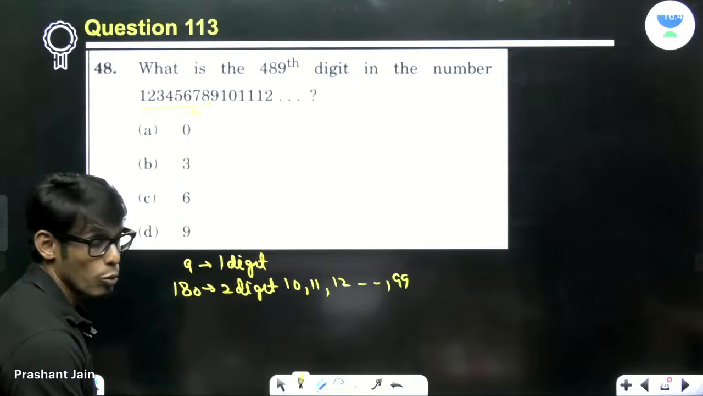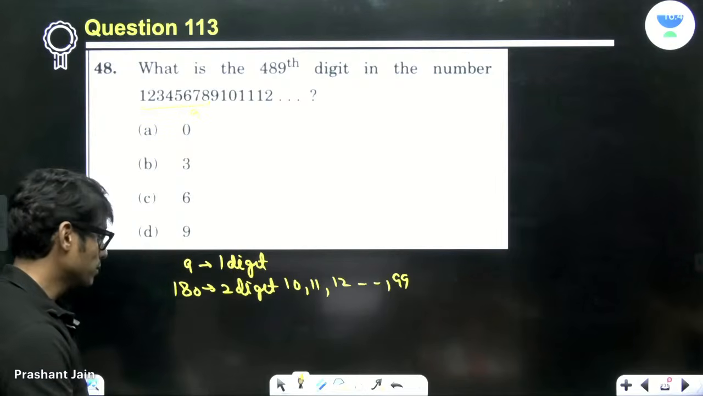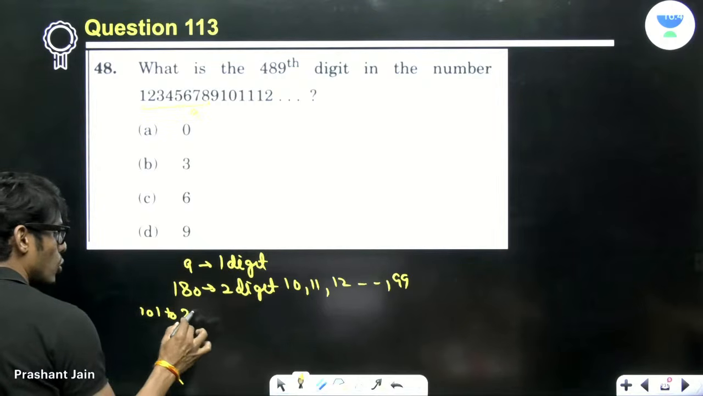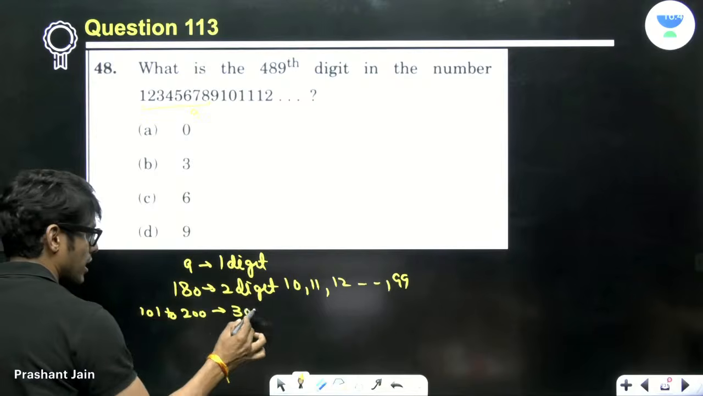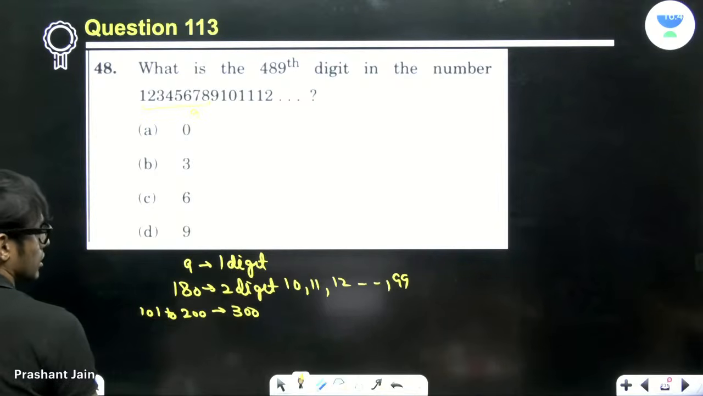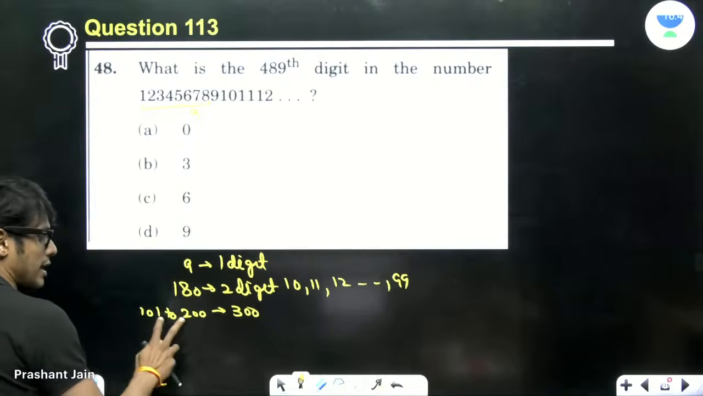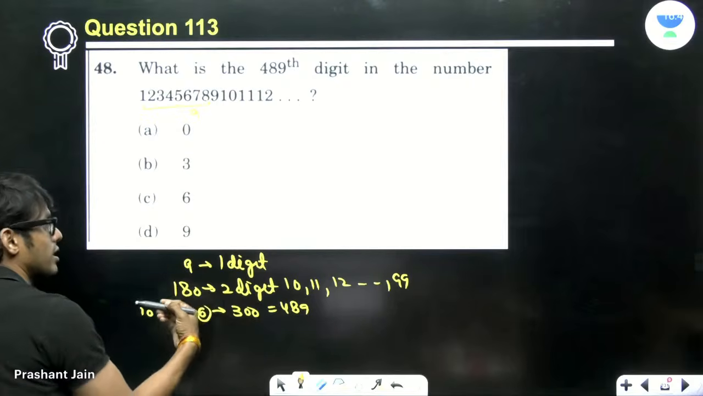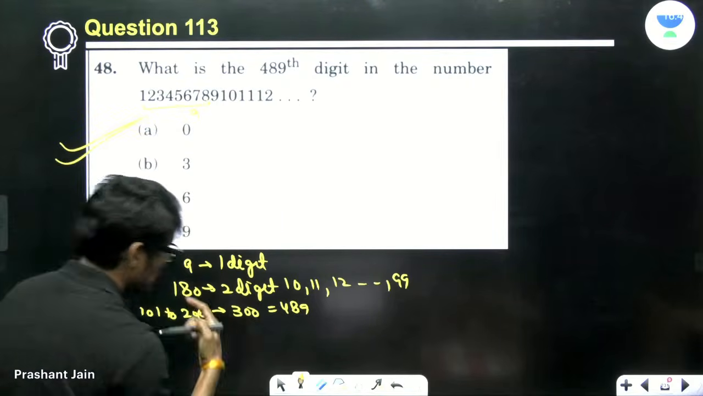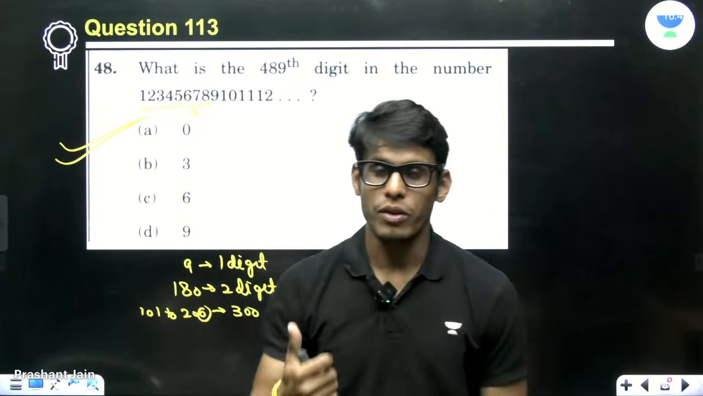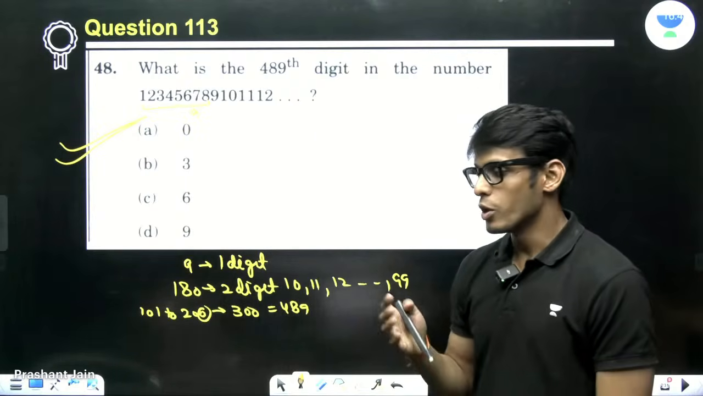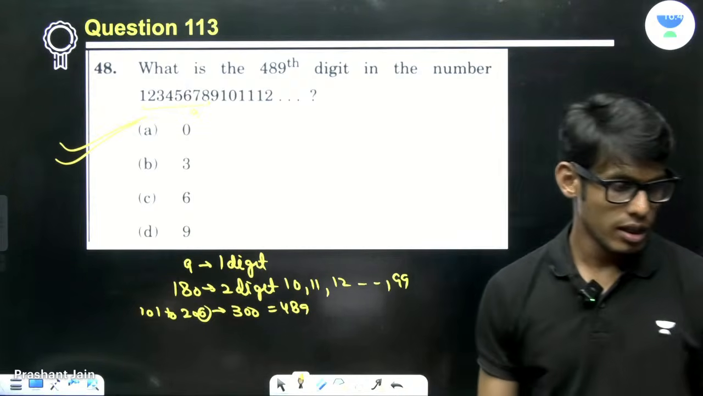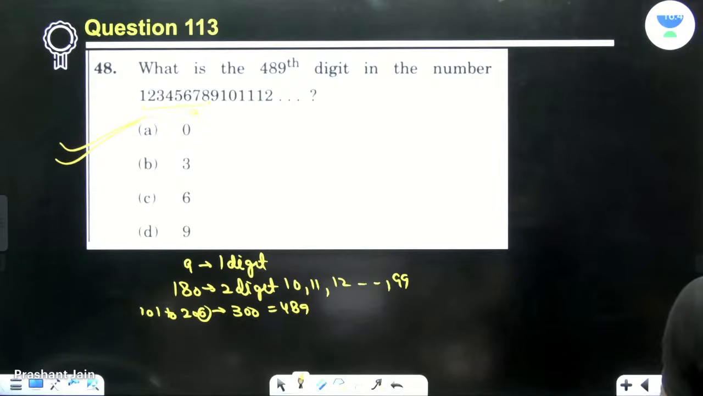Now, how many 3-digit numbers do we have? We have so many 3-digit numbers, by the way, right? So now let's see. 101 to 200 will occupy the next 300 digits, right? 100 times 3, and that is it. This becomes 489. We are lucky. So my digit is 0. We committed to this problem and we were able to solve it. Sometimes you have to enter the battlefield to win. And this is one such problem.